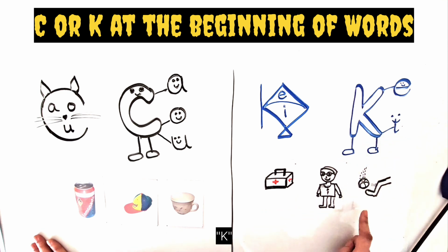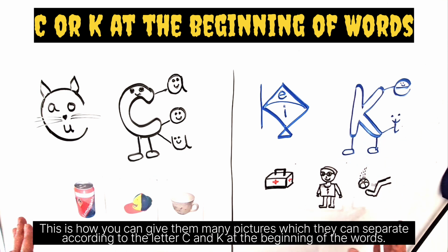Kid, cake, cake. This is how you can give them many pictures which they can separate according to the letter C and K at the beginning of the words, right?